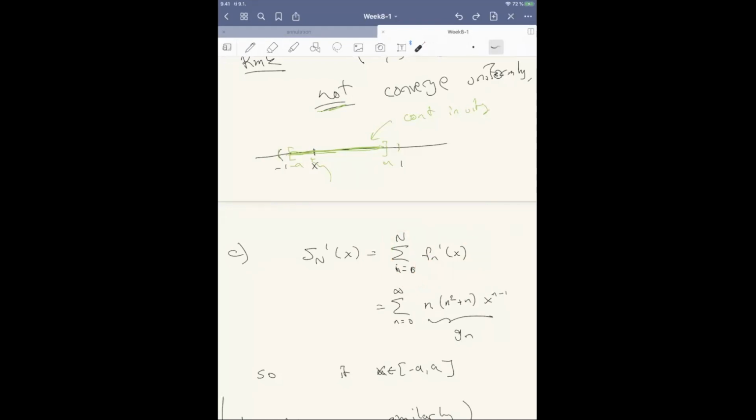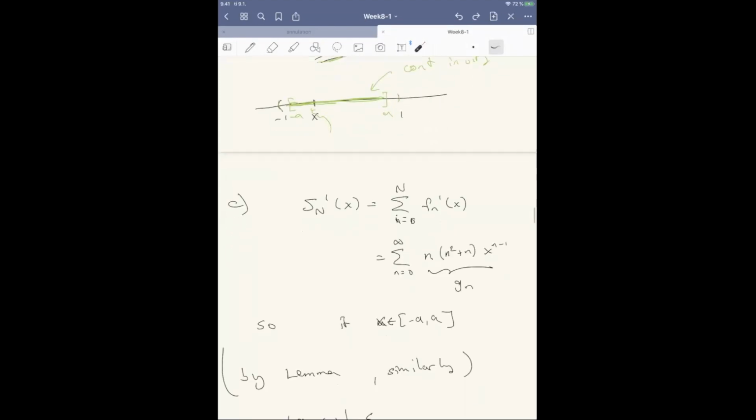Now this is a sum of derivatives, f_n prime. And in our case, what this gives us is, by differentiating, n times (n squared plus n) x to the n minus 1. Now this is another power series, so we can use the same techniques to estimate it. It's again of the form a polynomial times geometric. So we can hope to find similar estimates by just replacing the factor in front.